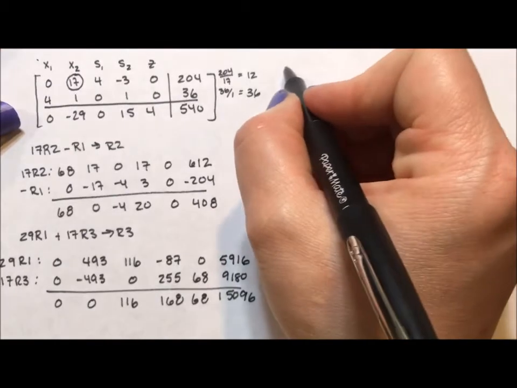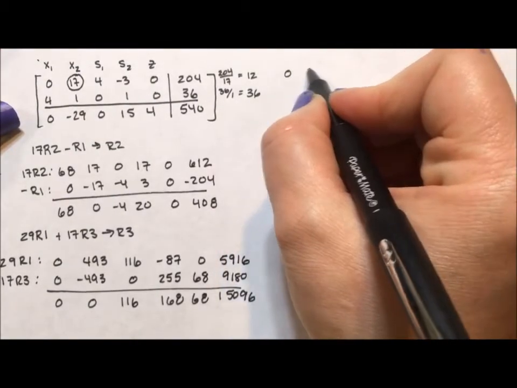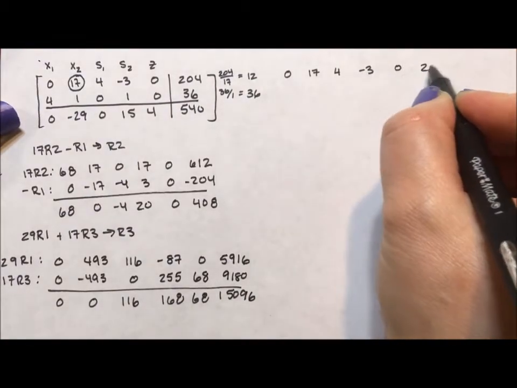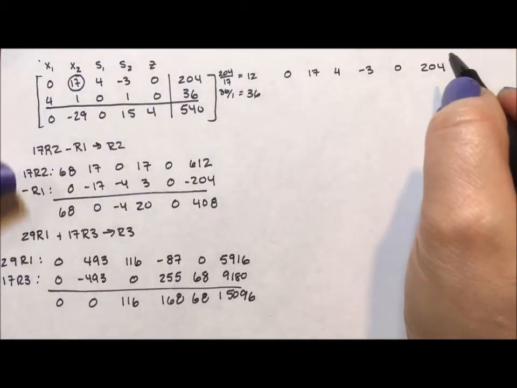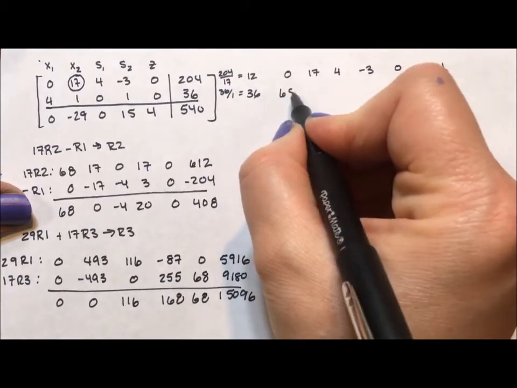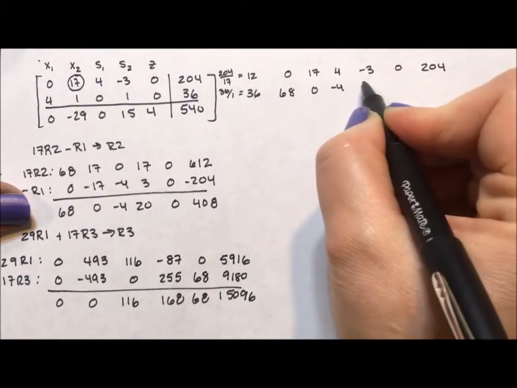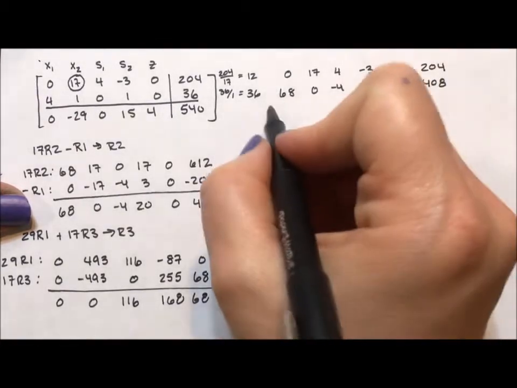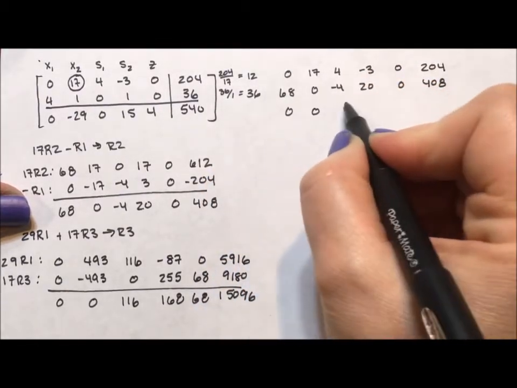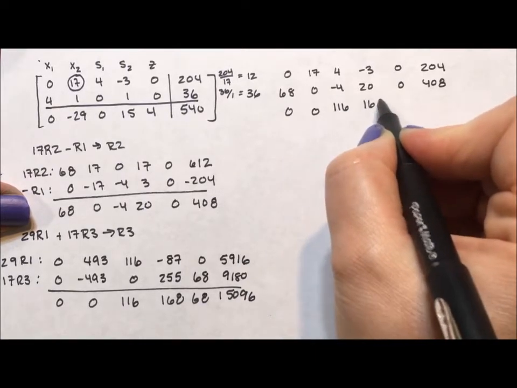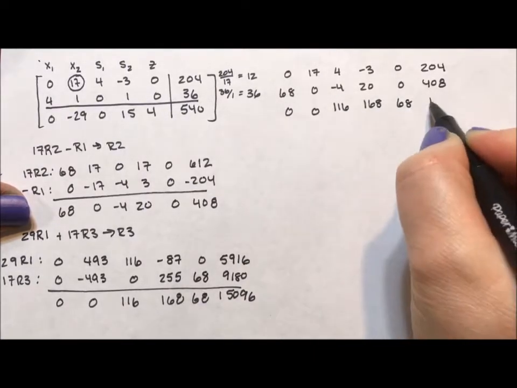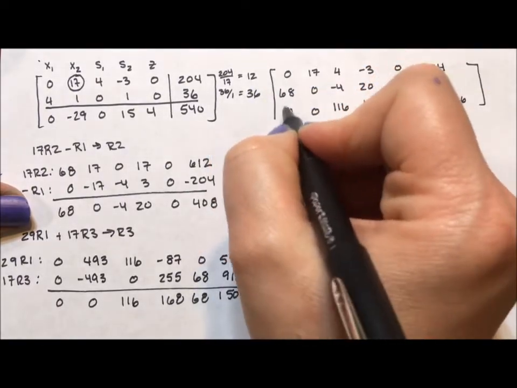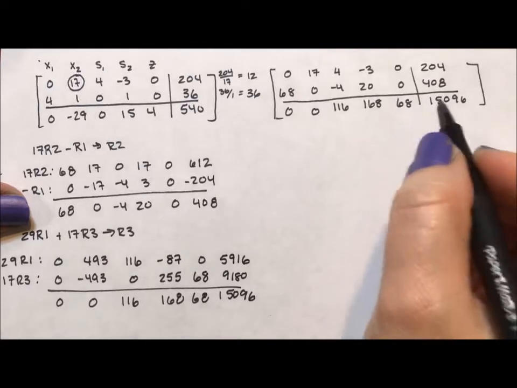Okay, when I put these together, my first row is going to stay the same. I'm just going to do this over here. So my first row is going to stay 0, 17, 4, negative 3, 0, 204. My second row is going to become this one. So the 68, 0, negative 4, 20, 0, 408. My third row is going to become 0, 0, 116, 168, 68, 15,096. Okay, so we now do not have any negatives below the line.